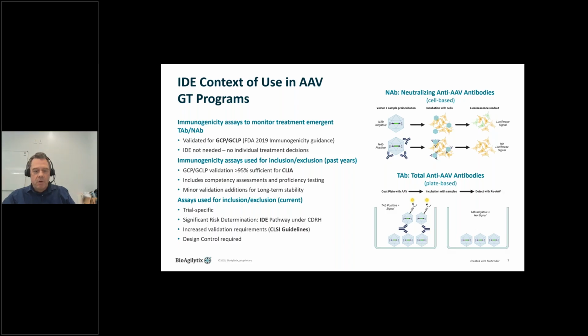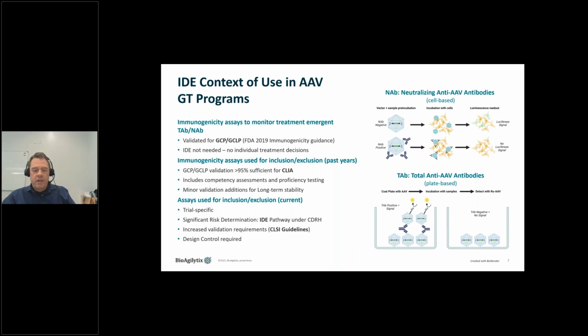So that model was sufficient in years past, but recently these assays have been deemed by CBER, Center for Biologics Evaluation and Research, to be a significant risk to patient health and patient safety. And significant risk assays may need to receive an investigational device exemption, and that is granted by the CDRH, another arm of the FDA, Center for Devices and Radiological Health.